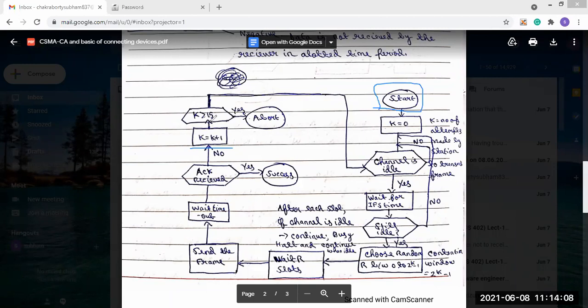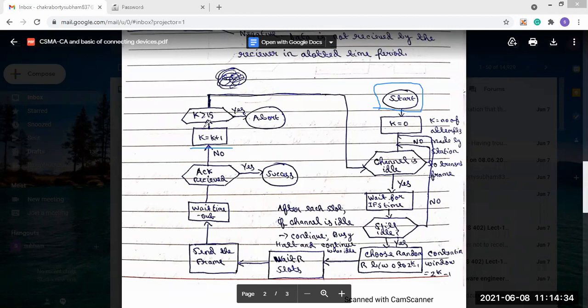So if k equal to 1, this will check whether k is greater than 15. It is mentioned here that if the number of attempts is greater than 15, then the transmission of the frame that is going on will be aborted.